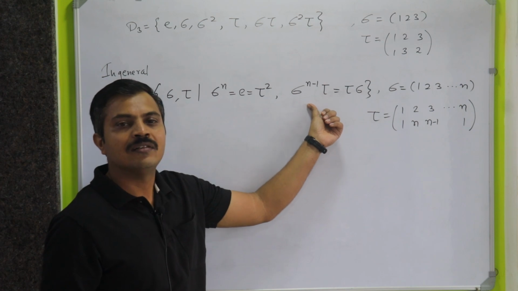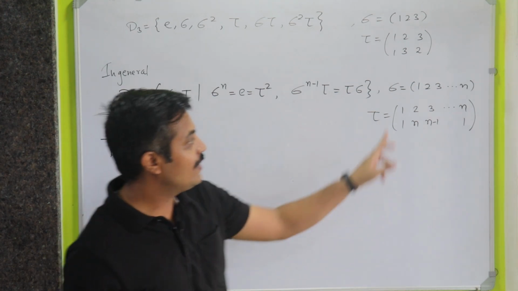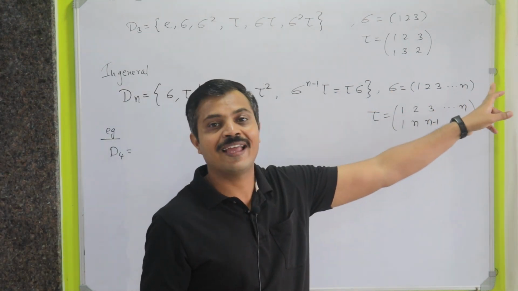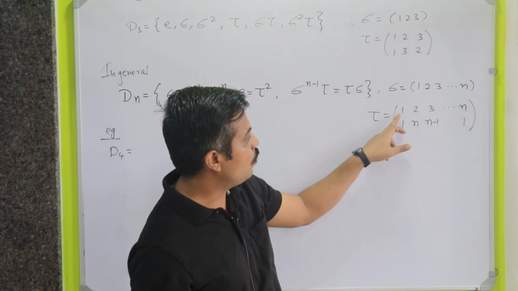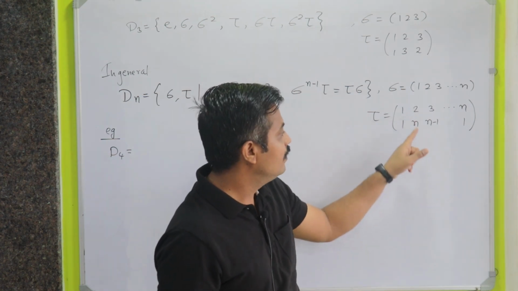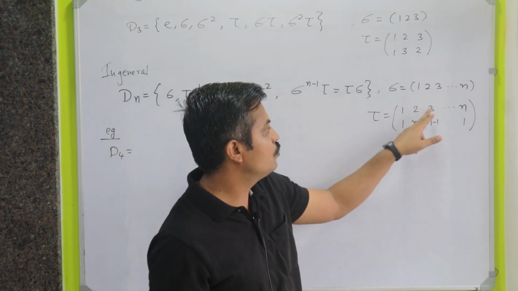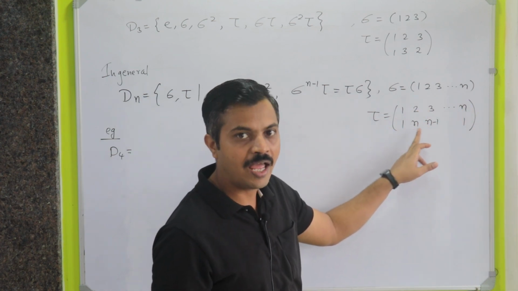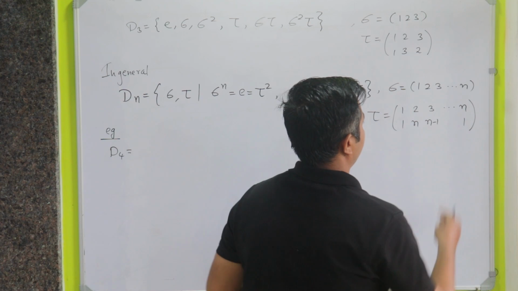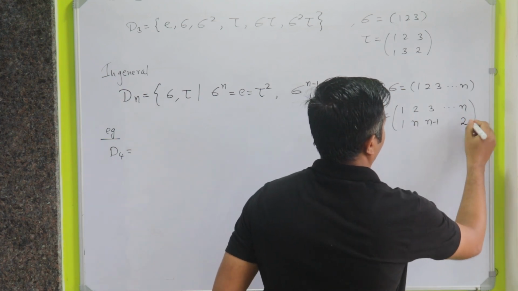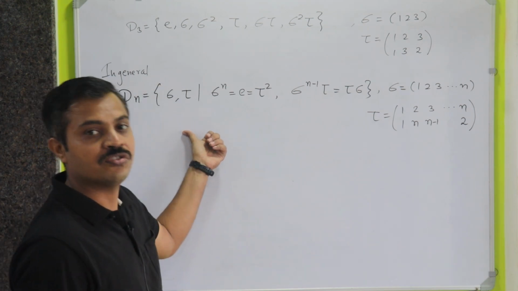Further, one more condition: sigma raised to n minus 1 tau should be equal to tau sigma, where sigma is a cycle of length n, somewhat like this, as you can compare, and tau is nothing but, again 1 is mapping to 1 here, and the images of the rest of the elements you have to write in reverse order. I mean, this is 2, 3 up to n, then you start with n minus 1 and go up to 2 here. So this is nothing but the generalized notation for Dn.